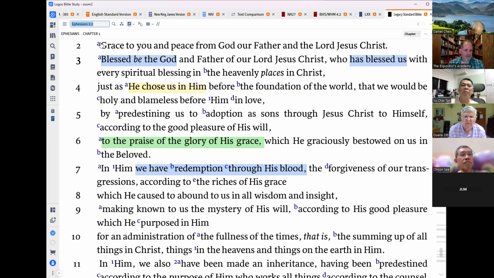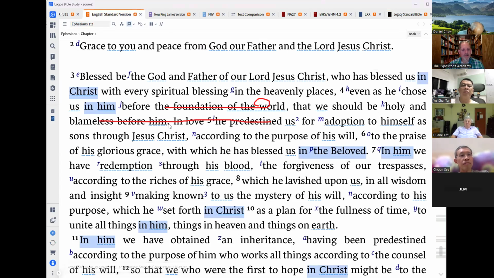Well, maybe let's just flip back and forth. So notice here in verse 5, there is no period at the end. It's a comma. And then it says, by predestining us to adoption as sons. If you remember the ESV said, in love, he predestined us.